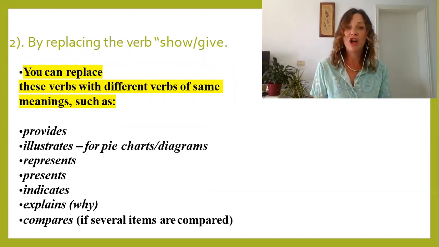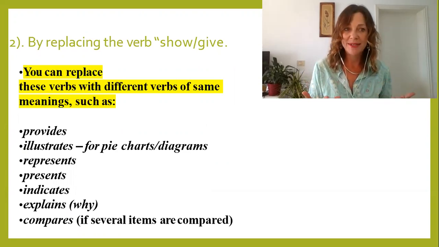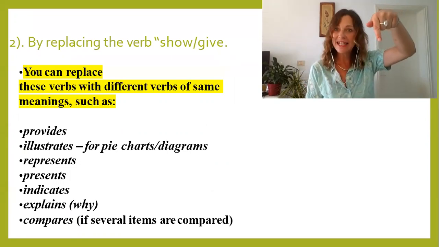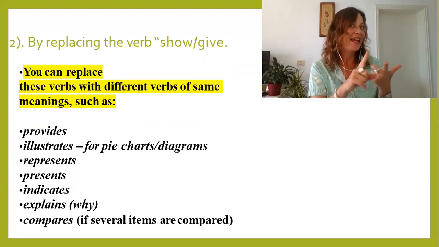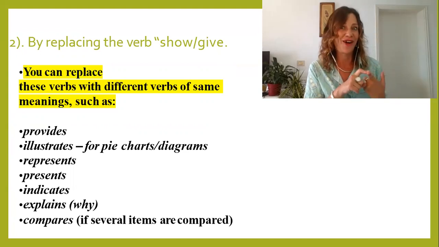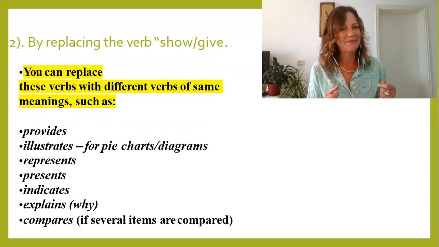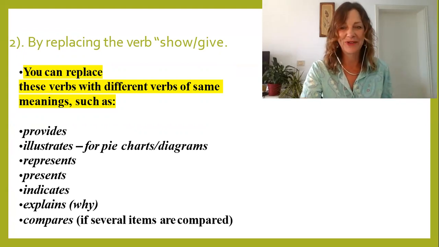We can replace the verb show or give with other verbs that have the same meaning. And here's some suggestions here. Let's read them together. Provides, illustrates, if you're talking about pie charts and graphs, represents, presents, indicates, explains, or compares. If there's more than one, of course.